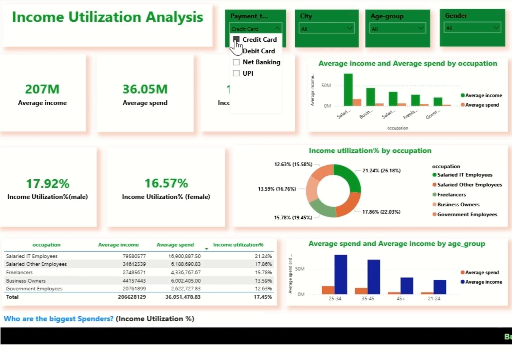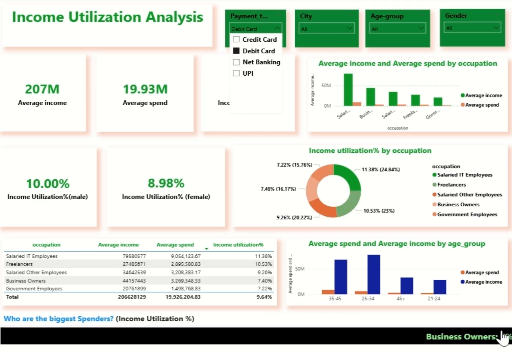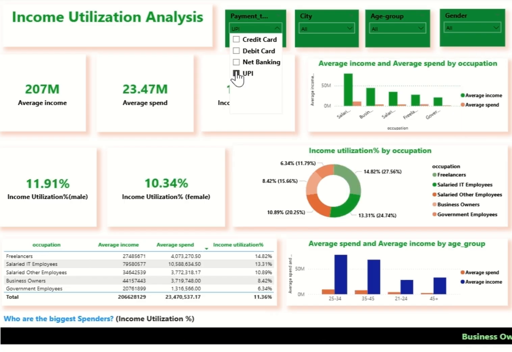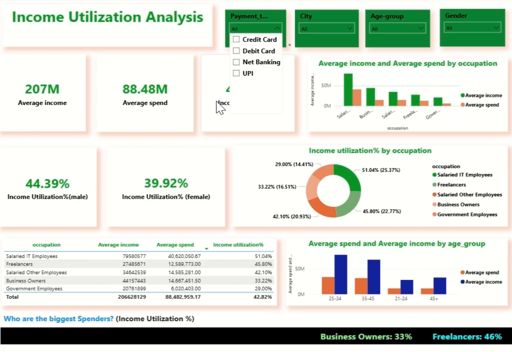But for example, if I want only the income utilization based on the payment type credit card, you can see it changes. Initially it was 33 before the filter, but after the filter it's 14. And if I change to debit card, it will change to 7. If I change to net banking, it will change to 4, and so forth. So this is generally the overview of our dashboard.